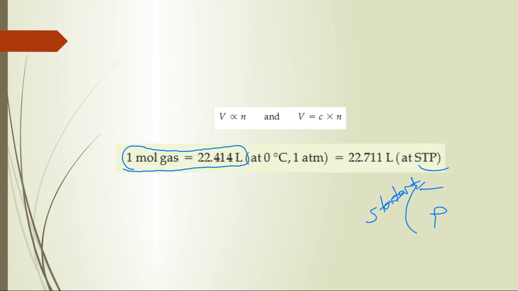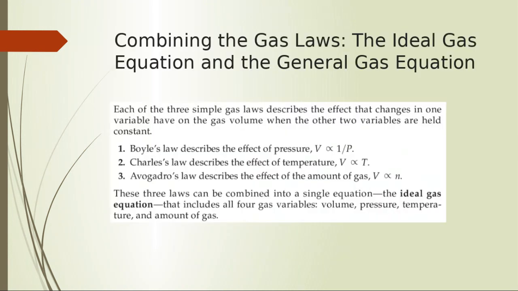Let's move on. Here we have combining the gas laws, the ideal gas equation and the general gas equation. That means combining the gas laws. We have three gas laws: Boyle's, Charles', and Avogadro's laws. They are combined, and we have the ideal gas formula. Remember that all of these laws compare the volume with the other variable.